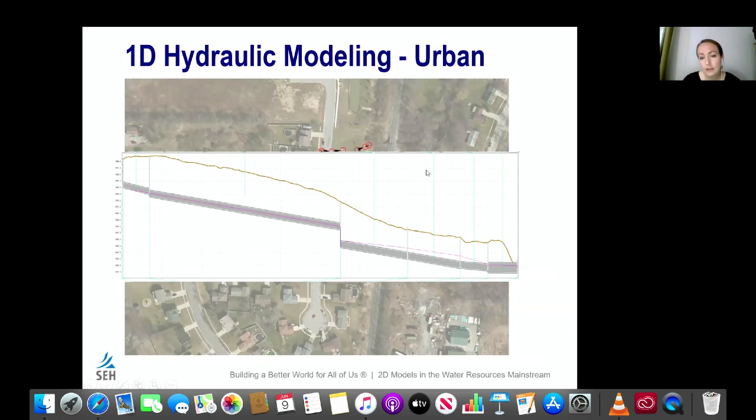But with a 1D model, one of the nice results that we get is a pipe profile like this that shows the hydraulic grade line along the system. And when we see the hydraulic grade line is diverging from the pipe slope like this, it suggests that the pipe's undersized. This result is helpful to identify the cause of the problem.